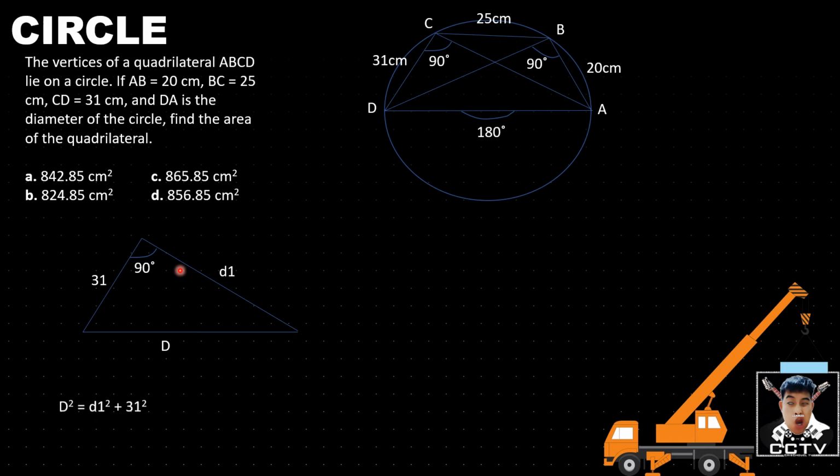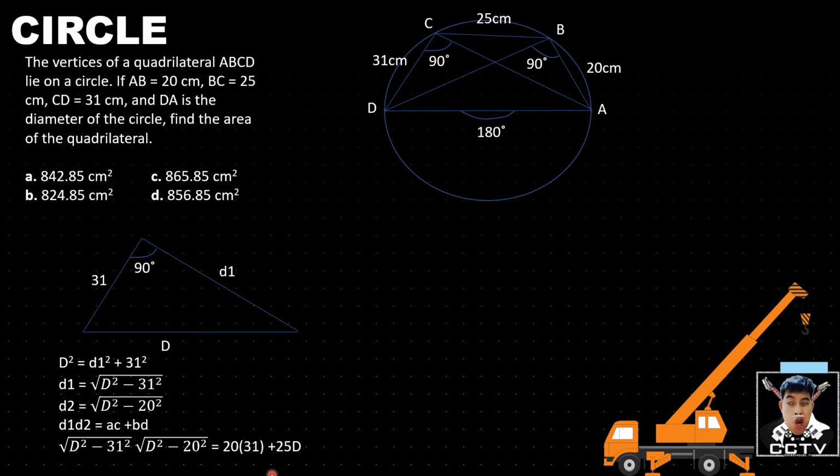And D1, makukuha natin dito yung, wala pa. Equation 1 lang pala to. Pythagorean lang to. And then, the product of the diagonals is yung parallel. Although, hindi na siya parallel dito. Pero, ganun pa rin yun. That's it. 20 times 31, 25 times diameter, and you'll get the diameter.